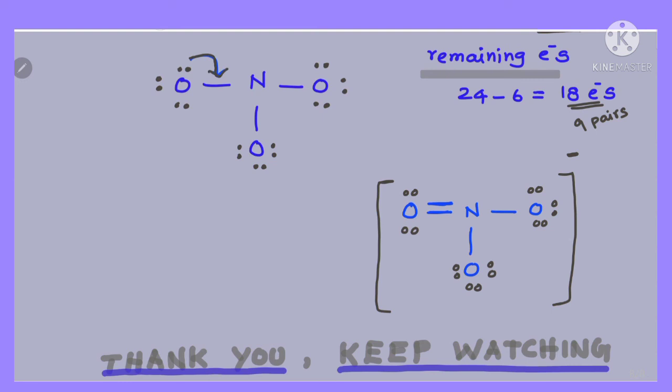Plus, in the formula the nitrate ion has a unit negative charge, so I give that unit negative charge as a whole charge of this species. So this is the electron dot formula of the nitrate ion.